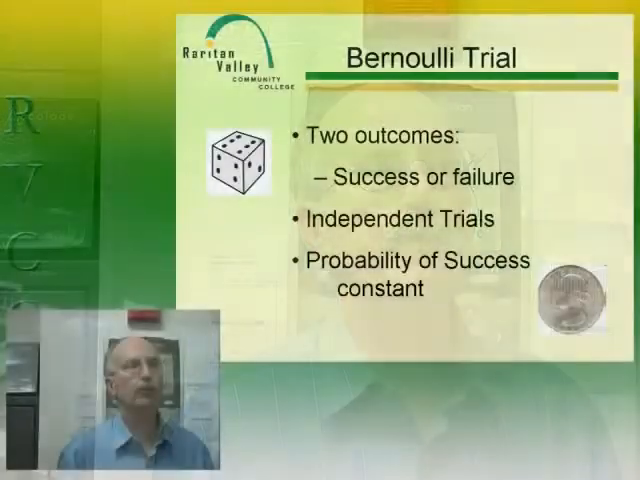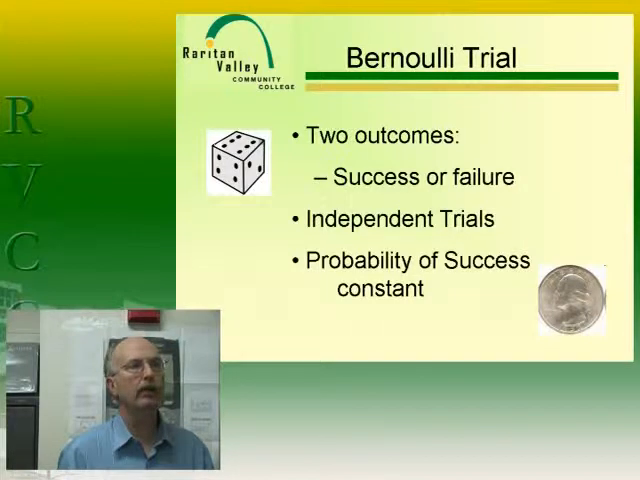Welcome back. Now let's talk about a Bernoulli trial. In a Bernoulli trial, we need 3 different things. First, we need for there to be 2 outcomes defined as success or failure. Second, each trial must be independent of every other trial. And third, the probability of success must be constant from trial to trial.